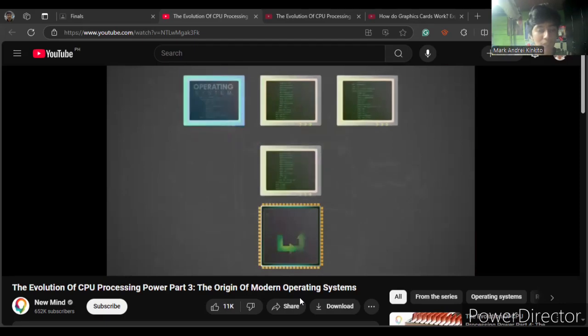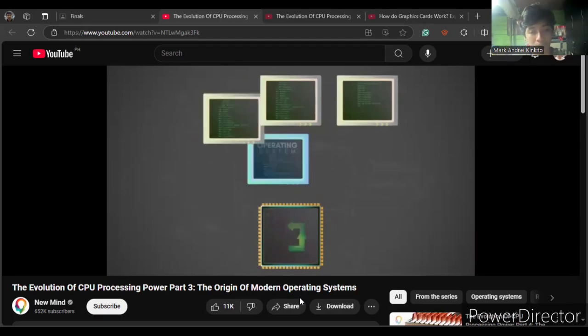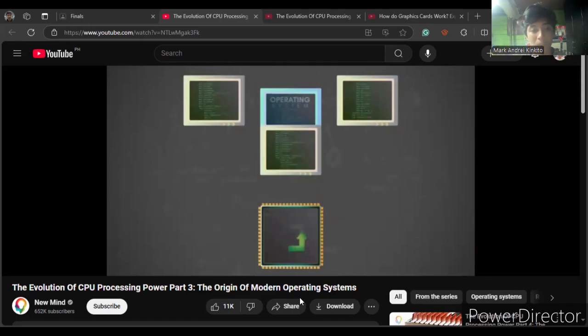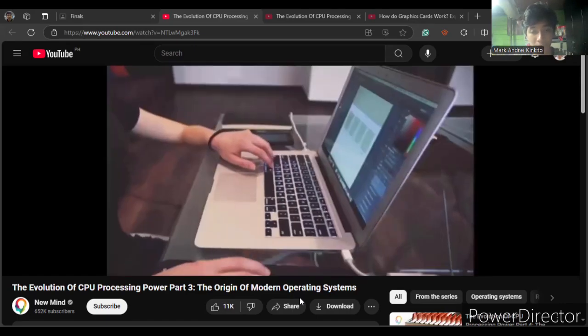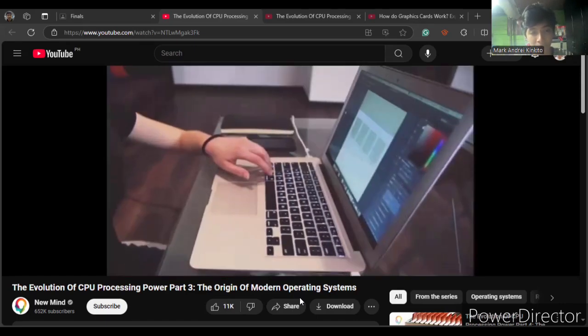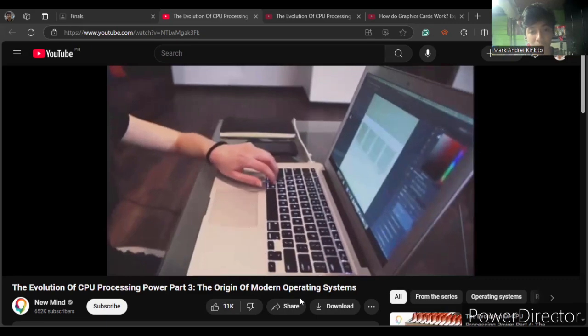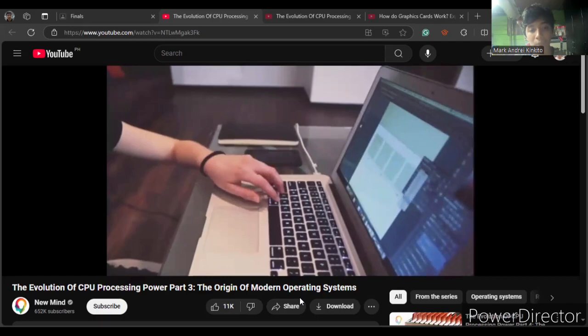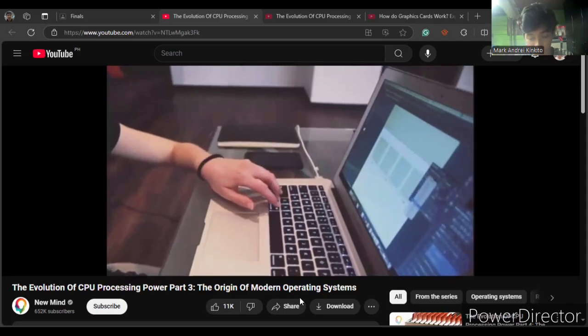So protected mode, what is it? It introduced segment descriptors, allowing read-write protections on memory segments. Violating these rules triggered an exception, forcing an OS interrupt. The 80286 MMU managed memory via two tables.